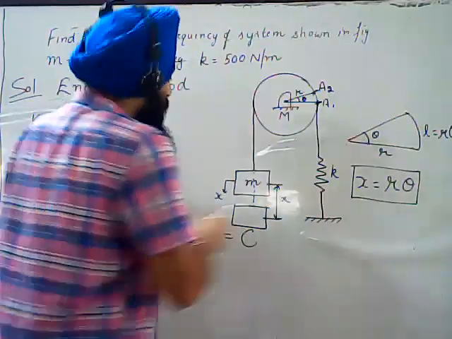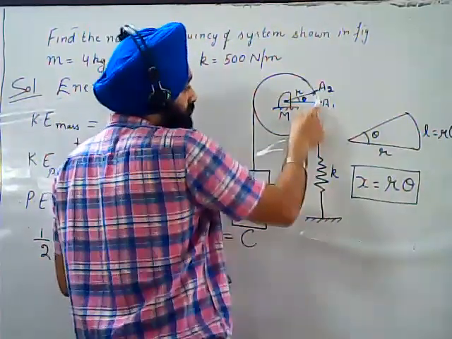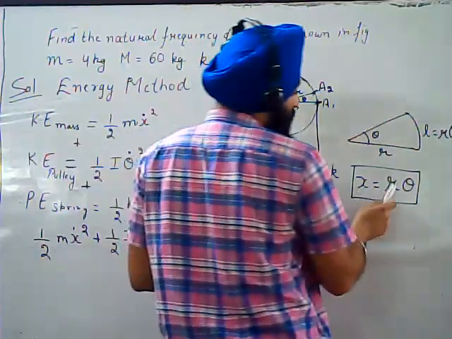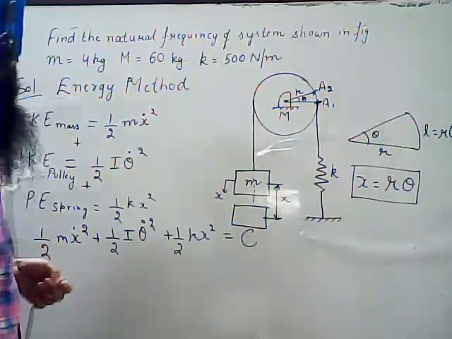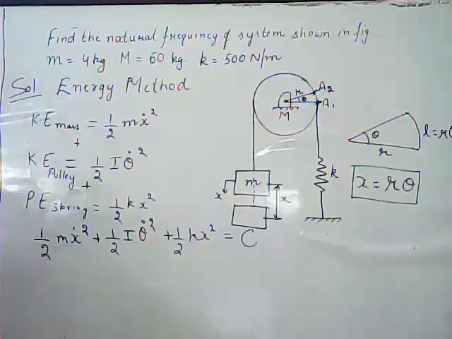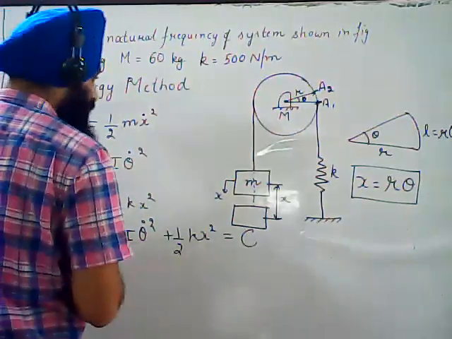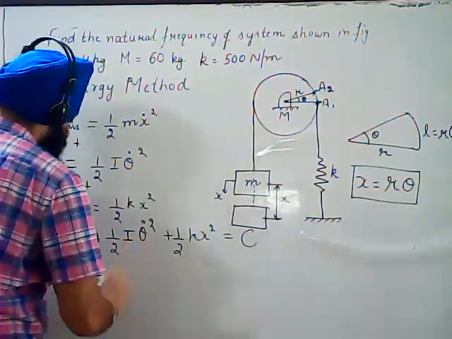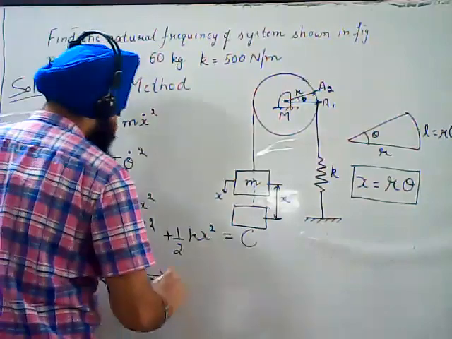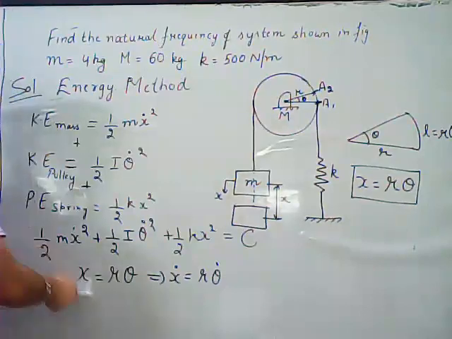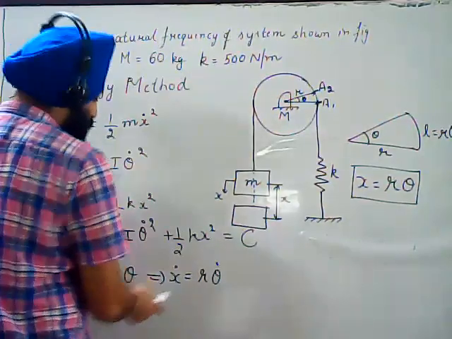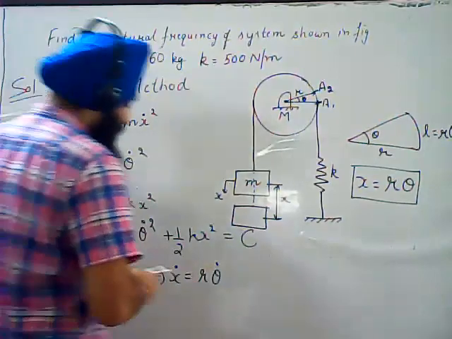When the mass is displaced through a distance x, its value will be equal to the length of arc, and the length of arc will be equal to r into theta. So x will be equal to r into theta. Put x equal to r into theta in this equation. If x is equal to r into theta, differentiating with respect to time, x dash will be equal to r into theta dash.